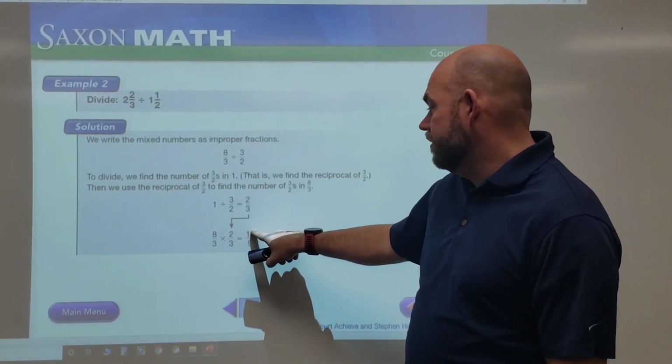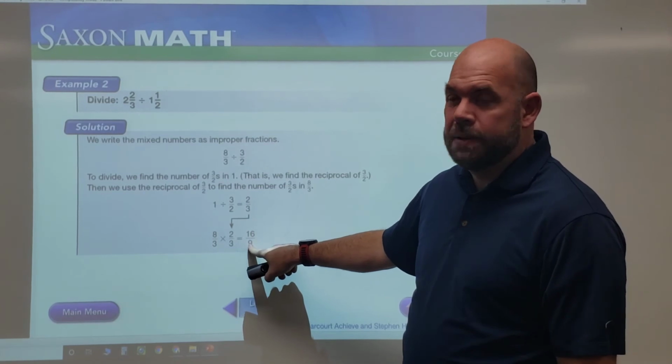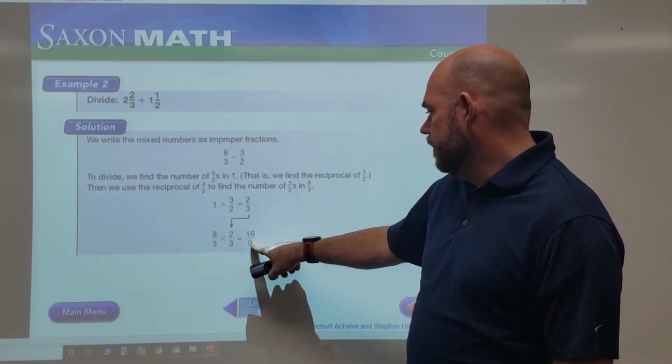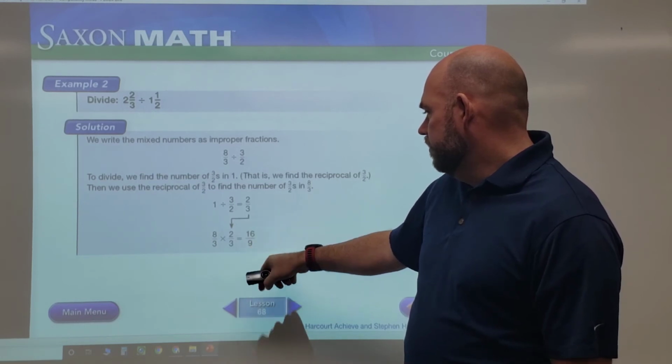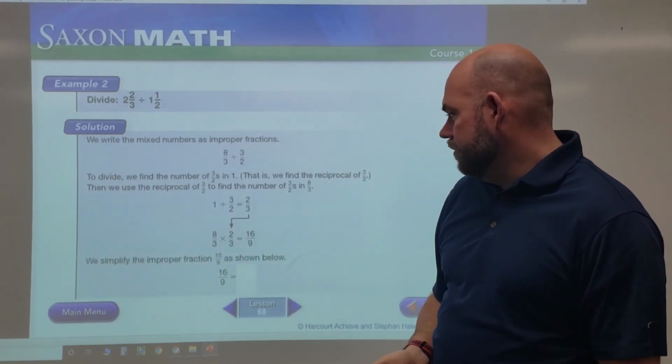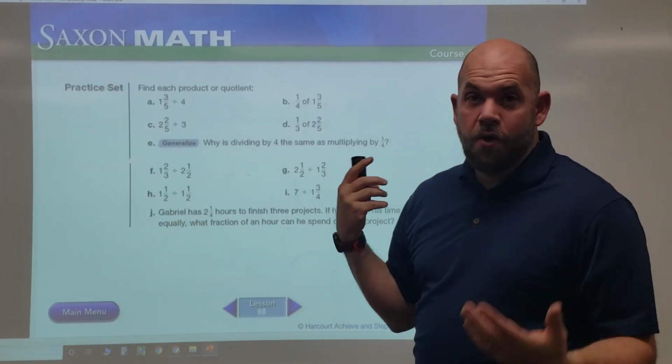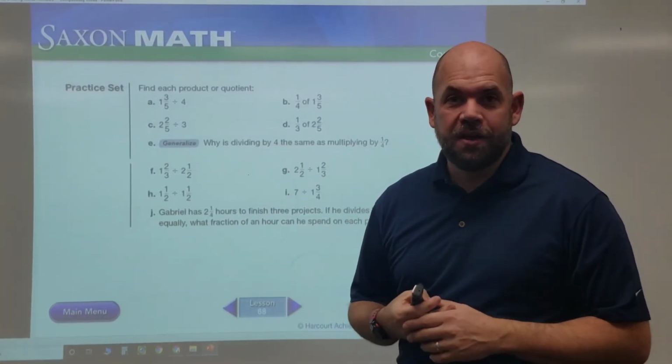9 goes into 16 only one time, because if it was 2, it'd be 18. So we get 1 with how many left? Let's see. 7 left, so 1 7/9. Yeah, so that's what it is. And that's the whole assignment. So this one's not too bad.